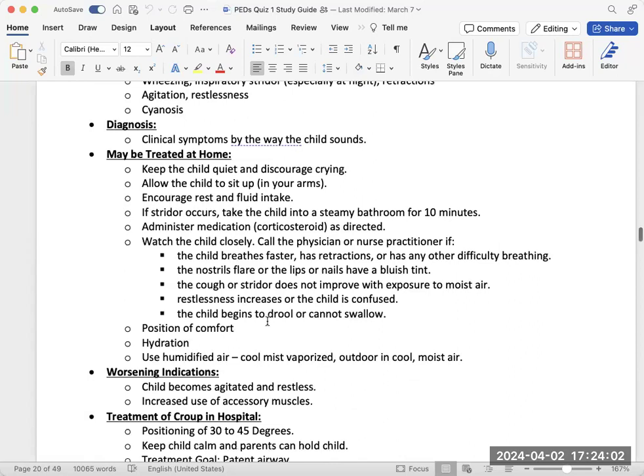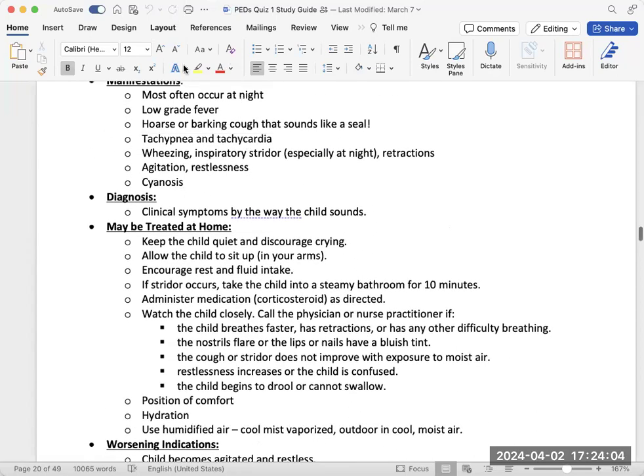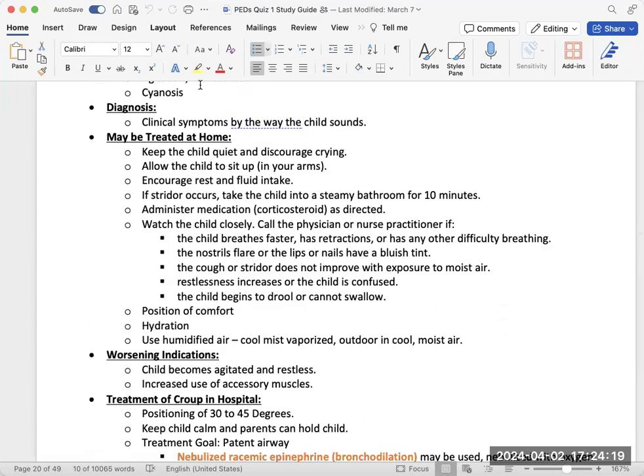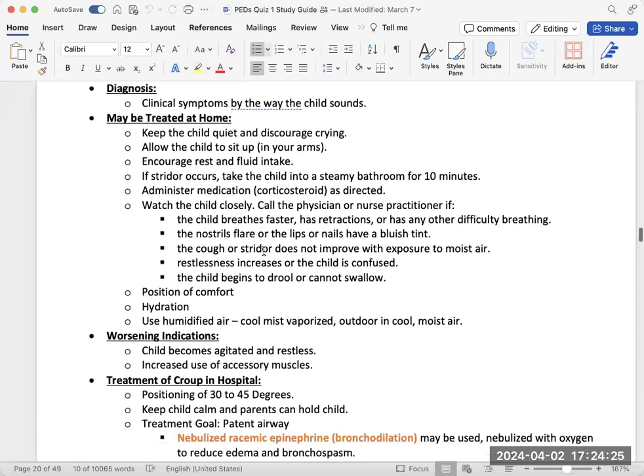So the diagnosis is typically based on the way the child sounds. Like I said, I would say the three key characteristics are that it occurs at night, the hoarse barking cough that sounds like a seal, and the inspiratory stridor, especially at night. Those are your key takeaways. And actually, when you're in class, she will play for you what it sounds like. She gives you a video. So yeah, diagnosis is how the child sounds.